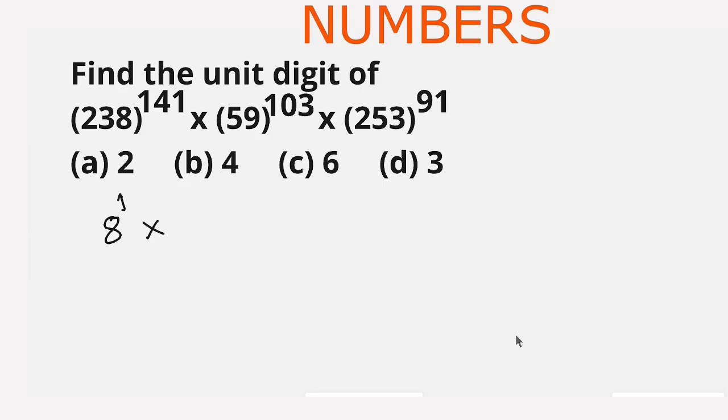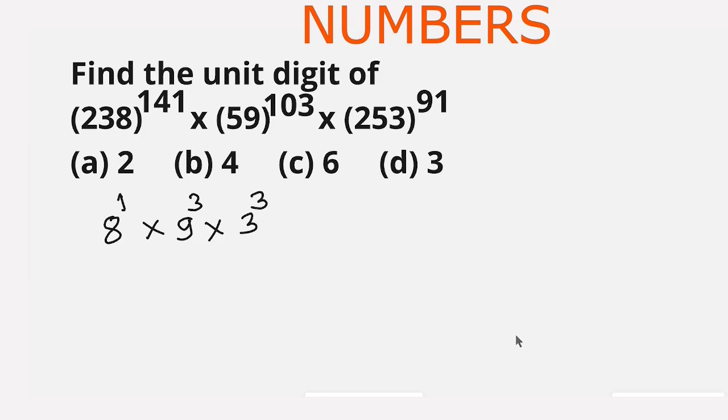So we divide 103 by 4. 25 times 4 is 100 and the remainder is 3. So it will be 9 to the power 3, multiplied by 253 to the power 91. And 91 when divided by 4: 22 times 4 is 88, and 91 minus 88 is 3. So it will be 3 to the power 3.